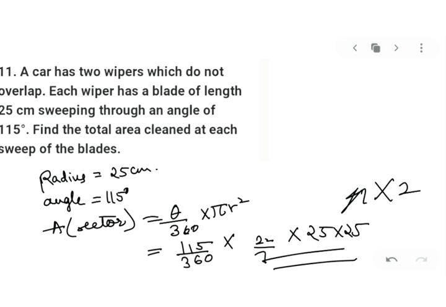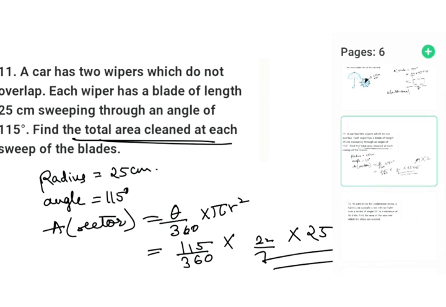Why will you multiply by 2? Because there are two wipers, so equally they are clearing up two equal areas. So you have to take two sector areas. Whatever answer you get, you will multiply by 2. So that will be the total area cleaned. Got my point clear?